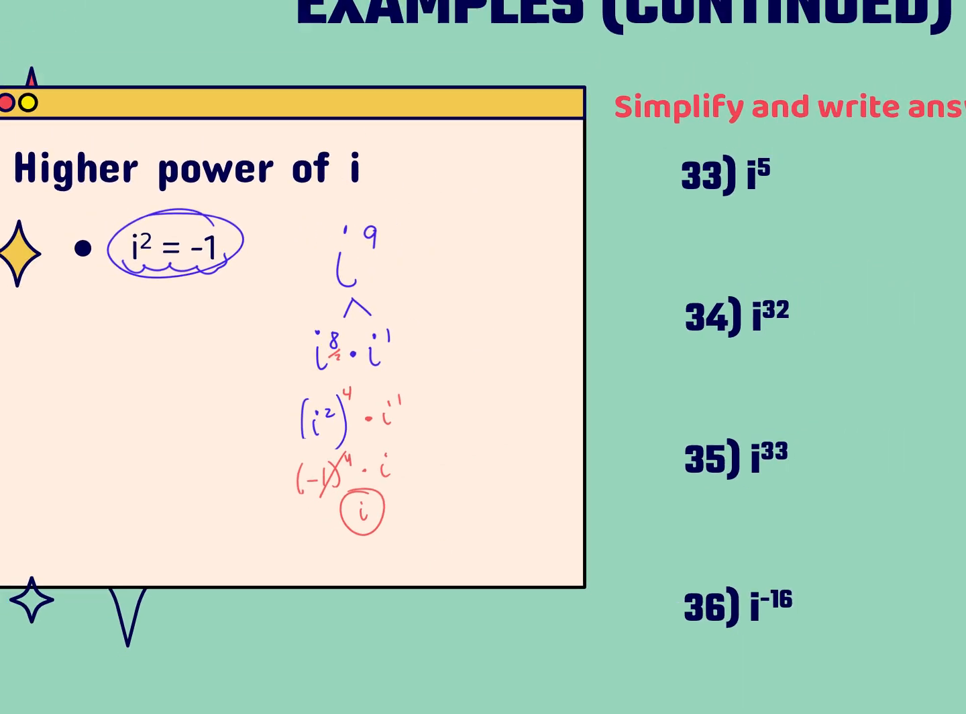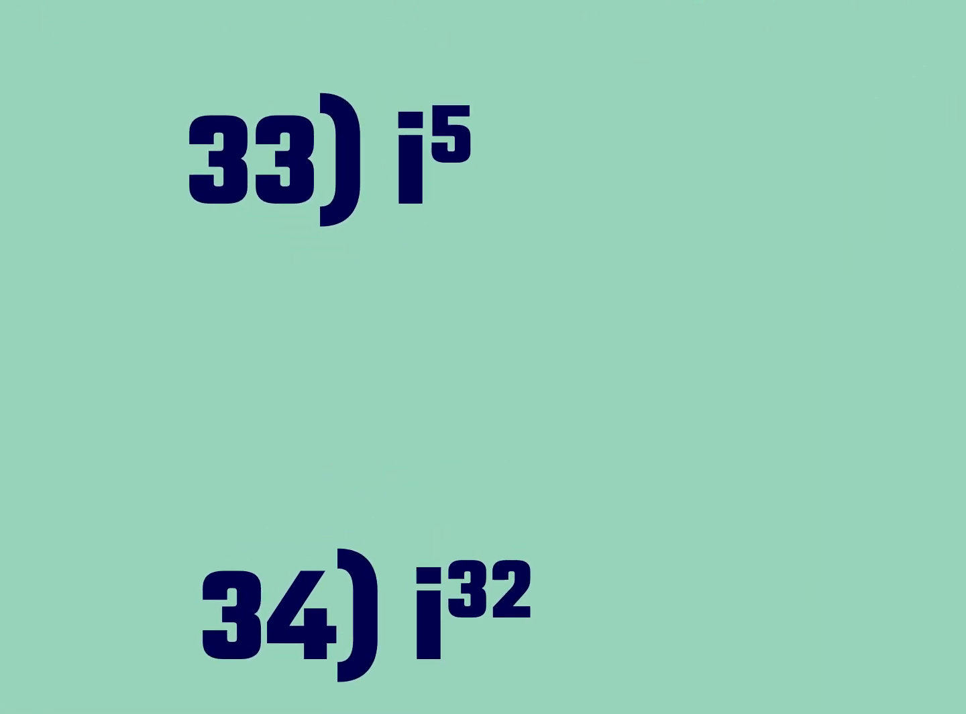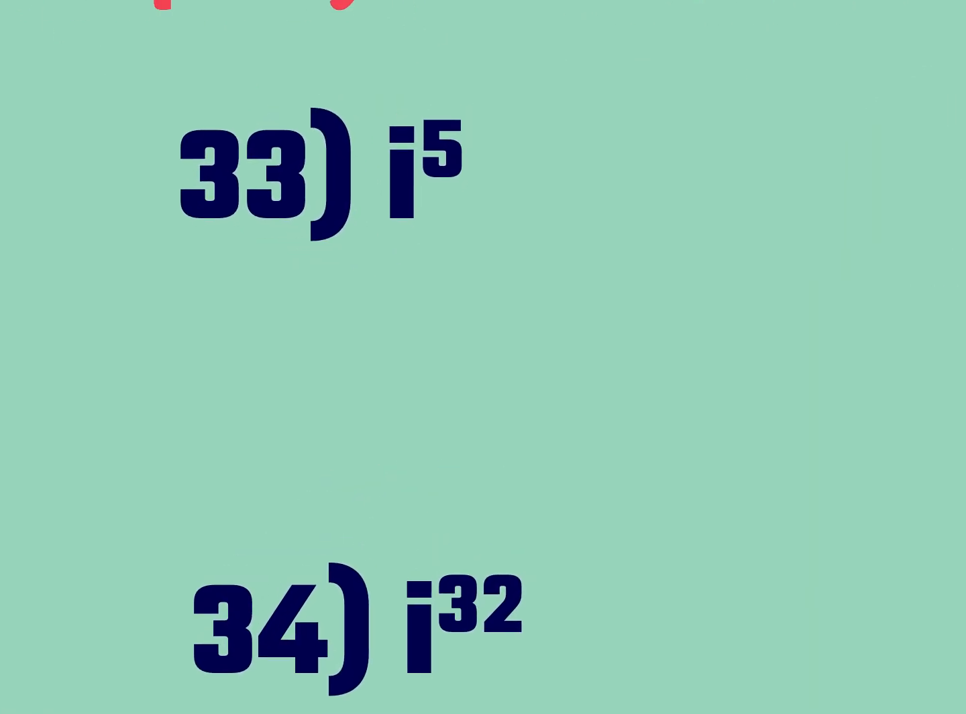We're going to do a bunch of these. You're going to be like, oh, okay, not bad. All right, so i to the 5th. Is this an even exponent or an odd? Okay, so I'm going to break it down. What am I going to break it down into? i to the 4th times what? i to the 1st, okay.